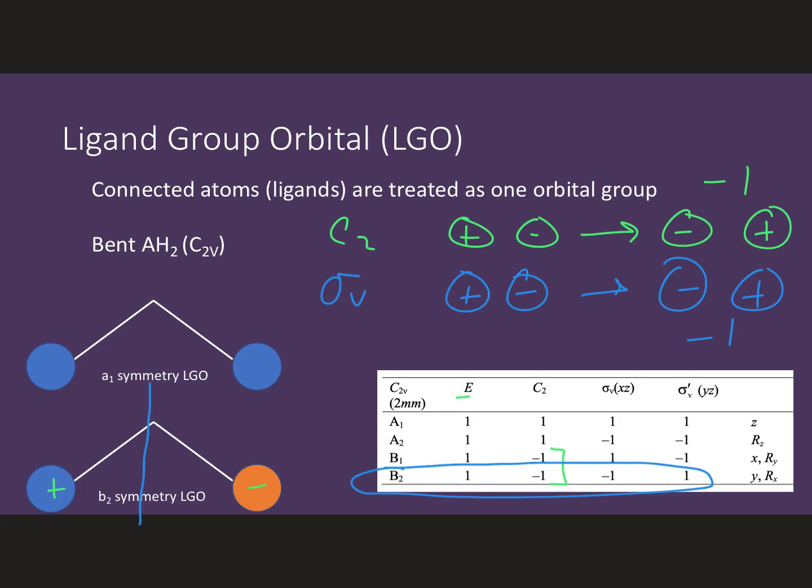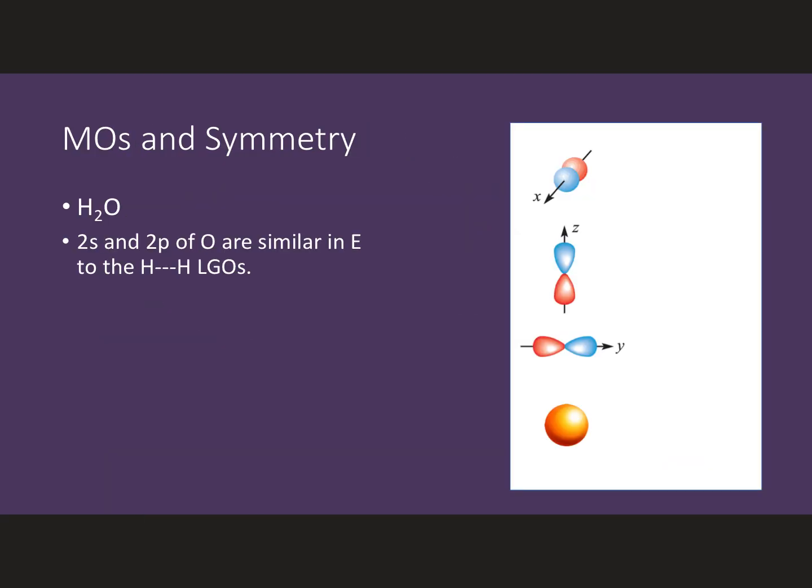Cool, right? So just like what we've done before, just working out what the symmetry of these ligand group orbitals would transform as. So let's start putting it together. And I said, let's use the example of water here because that is our perfect example of a bent C2V molecule. We're going to have the 2s and the 2p from the oxygen. And I can tell you that the energy of that is similar to that of our hydrogen ligand group orbitals. So for oxygen, we're going to have to consider our 2p orbitals and its 2s orbital as shown over here.